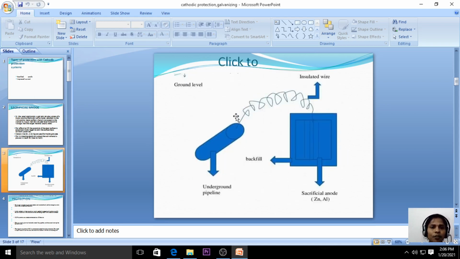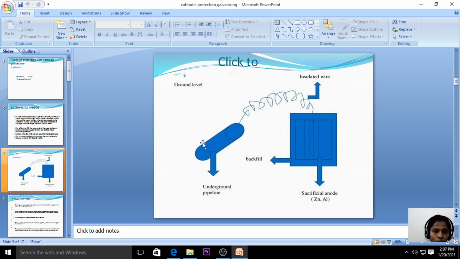So especially the sacrificial anodic protection is used in ship hulls and buried pipelines. We know that the buried pipeline is continuously exposed to moisture underground, and the ship hulls are also continuously moving in water. That means they are in direct contact with water. So to protect the ship hulls, that means the bottom of the ships, and the buried pipelines, we are using sacrificial anodic protection. Let us assume this is the buried or underground pipeline.